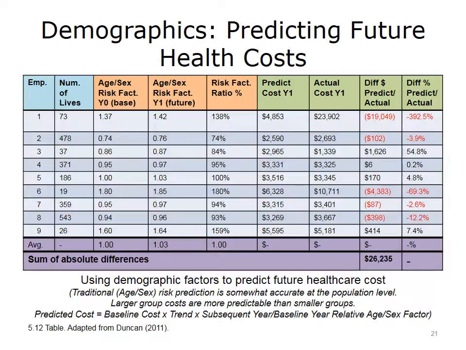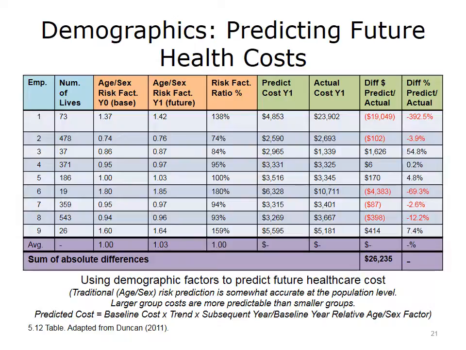The former is the base year, and the latter is considered the future year, which in this case is simply next year. Based on the risk factor ratio, the predicted cost for the future year, which is year 1, is determined to be close to $4,853. However, it turns out that the actual cost next year will be $23,902. This is a large underestimation of $19,049 by the model. This underestimation can be represented as a minus 392% prediction versus actual cost difference.